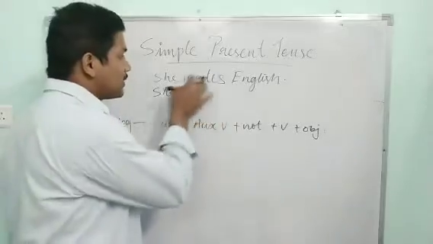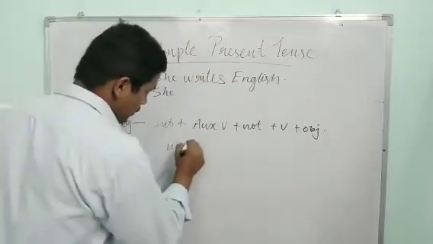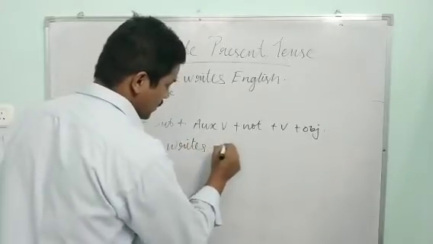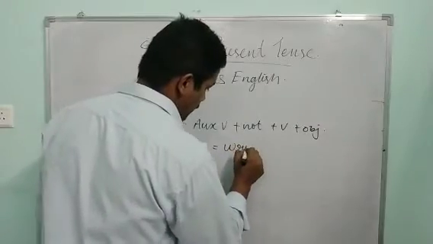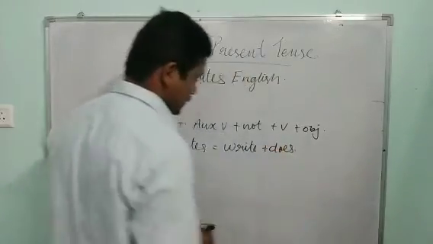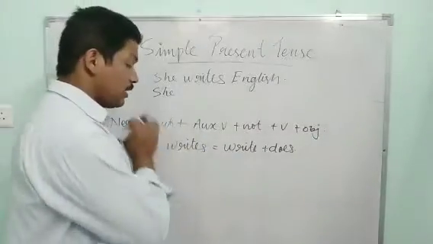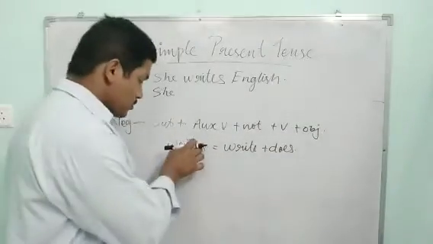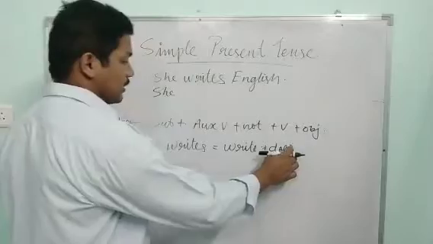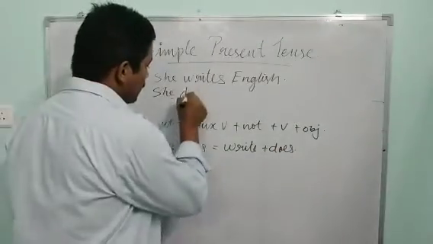So we have to split this. Writes is equal to write plus does. Write is there and does is there. When both are added, then only writes comes. So we have to take this auxiliary verb. Now the auxiliary verb we found, so the auxiliary verb will be taken.